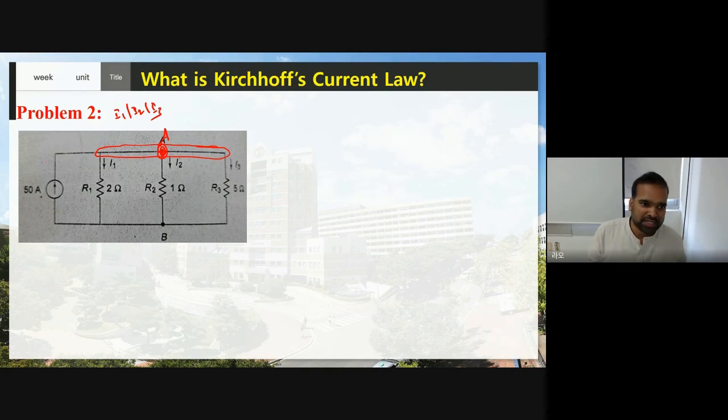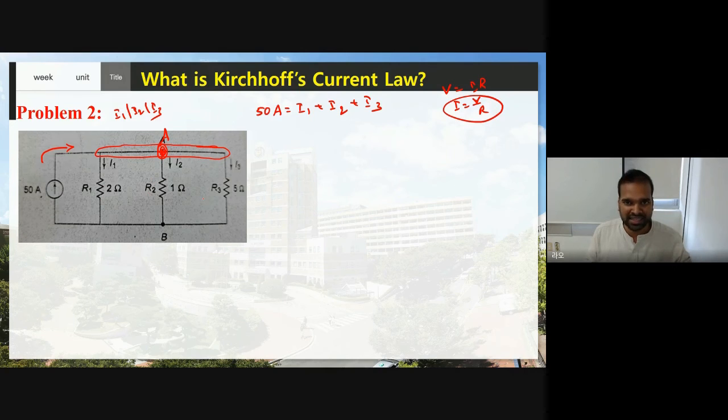Now how much current is coming to this node? 50 ampere is coming. So as per the statement, 50 ampere equals the currents leaving this node: I1 going to R1, plus I2 going to R2, plus I3. Yes or no? Yes. As per Ohm's law, V equals IR, and if you want to find current, I equals V by R. In my first slide, I told you that when elements are connected in parallel, the voltage is the same.